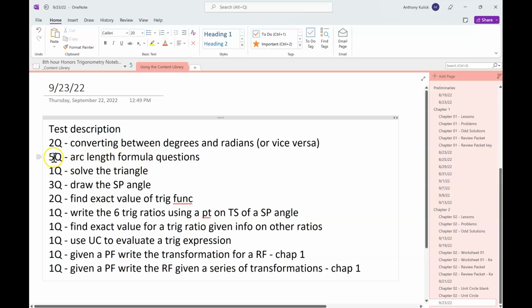You have 5 arc length formula problem questions. What's the arc length equation? S equals r theta, provided you're in radians. If you're not, you can convert it to radians, or you can add on the conversion factor to the end of the equation. Either way, it's doing the same thing. 1 question will ask you to solve the triangle geometry style. 3 questions will ask you to draw the standard position angle.